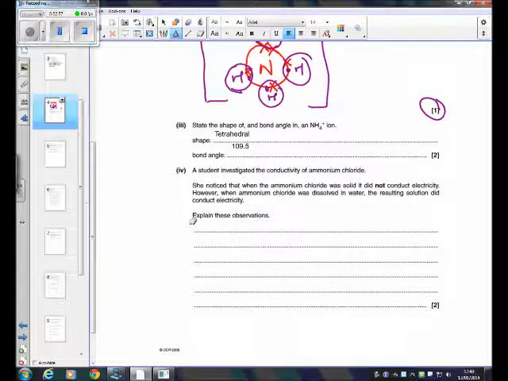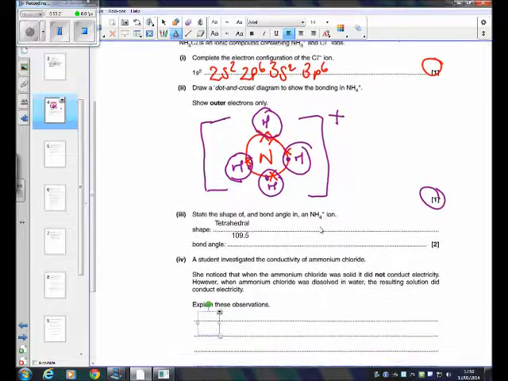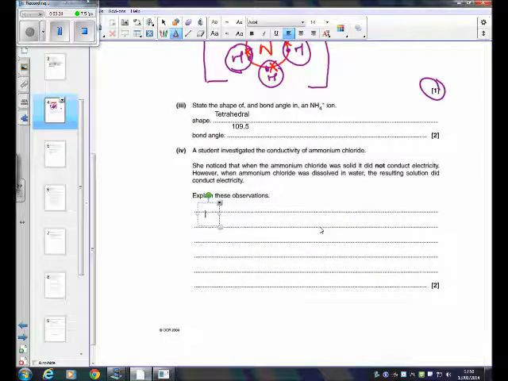So part 4 this time. A student investigated the conductivity of ammonium chloride. She noted that when ammonium chloride was solid, it did not conduct electricity. However, when ammonium chloride was dissolved in water, the resulting solution did conduct electricity. So this is explaining properties of ionic compounds.